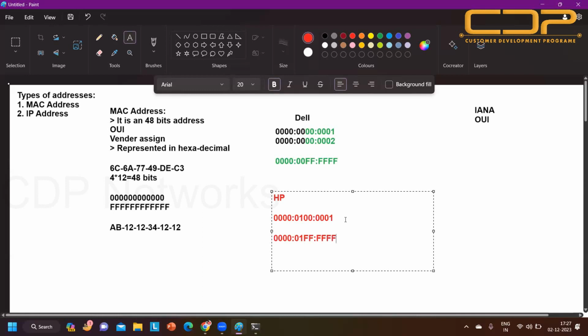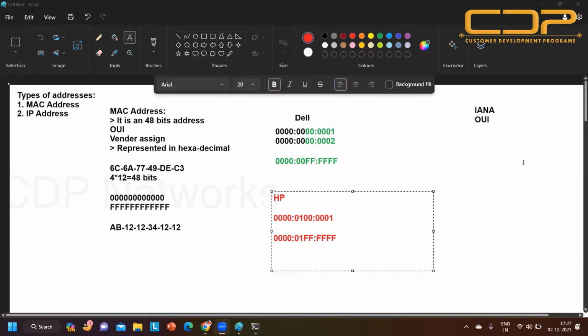Fine. So this is how MAC addresses are globally unique. So a laptop or any NIC card has a globally unique MAC address. Can we change the MAC address of any PC? No, you can't change the MAC address of any NIC card. If you want to change the MAC address, you have to change the NIC card.